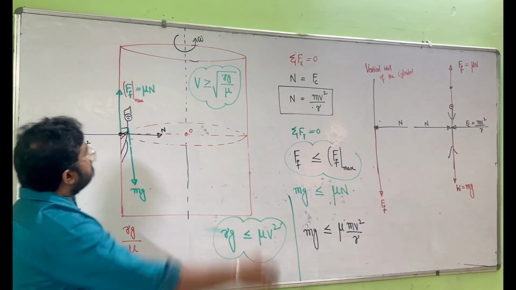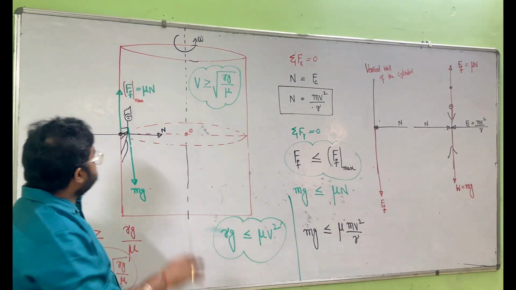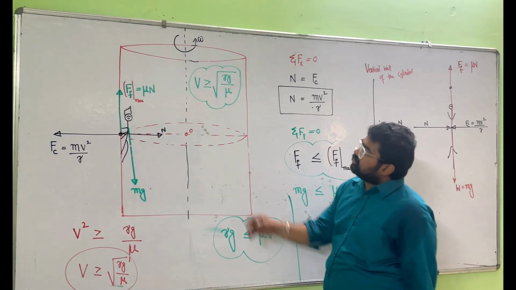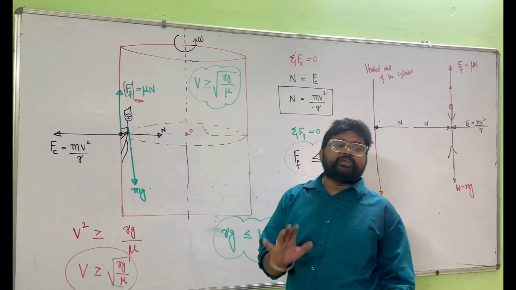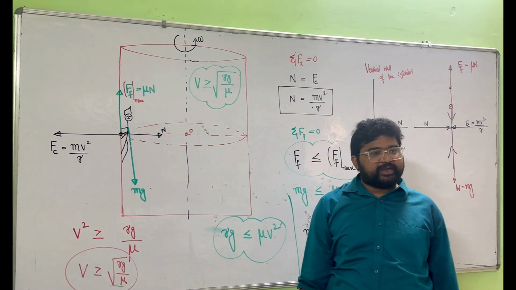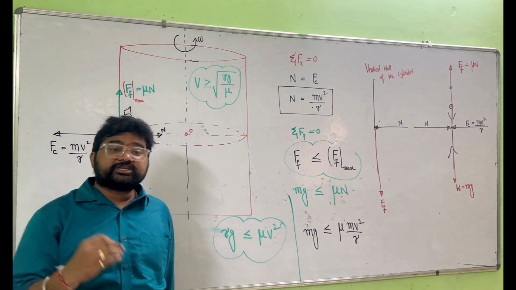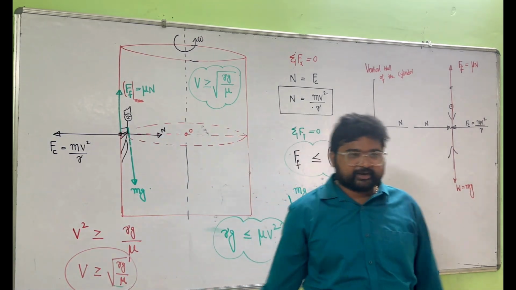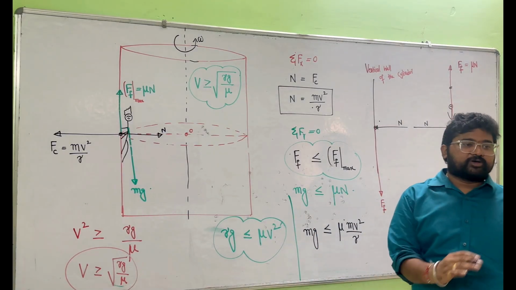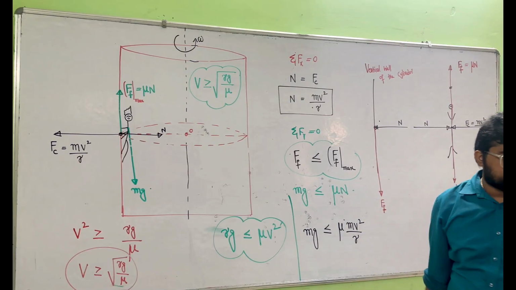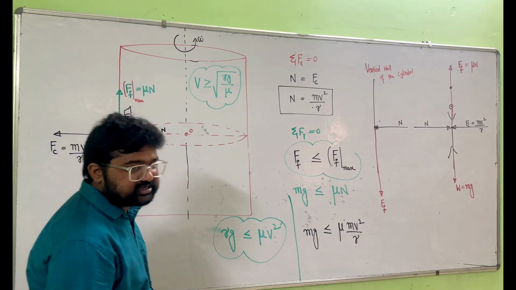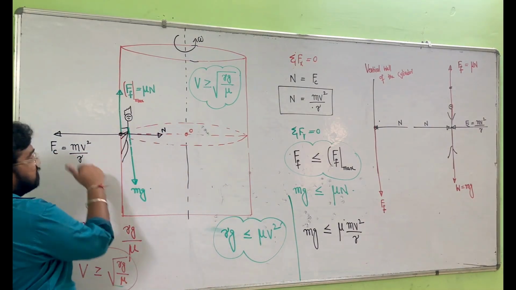He has to maintain more than this v. Then only the person will stick to the wall without slipping down. We need to maintain at least this much minimum velocity in order to avoid the person slipping down. Clear? Then only he will stick to the walls of the cylinder, otherwise he will fall down. Here we need to cover both friction as well as centrifugal force.